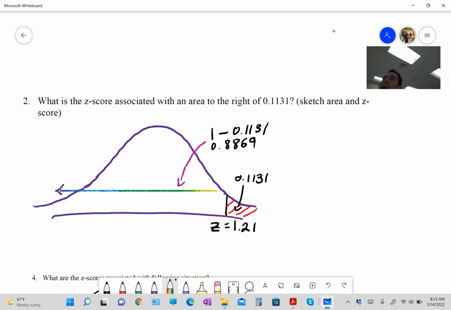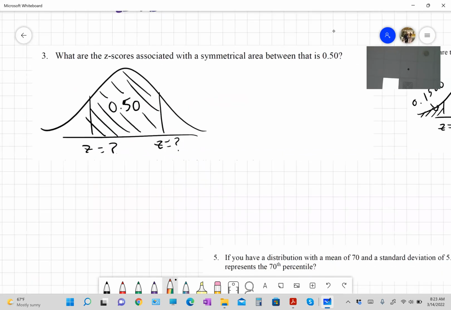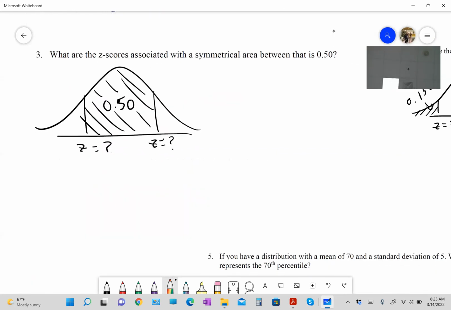All right, so let's proceed. Let's do number 3. And notice how quick it is to do these questions. There's no need for a ridiculous amount of time. So this is probably the hardest question of the test. It says, what are the z-scores associated with a symmetrical area between that is 0.50? So what I'm trying to say there is, look, here's the middle. Both these sides are the same, right? So that means you have 0.25 here and 0.25 here.